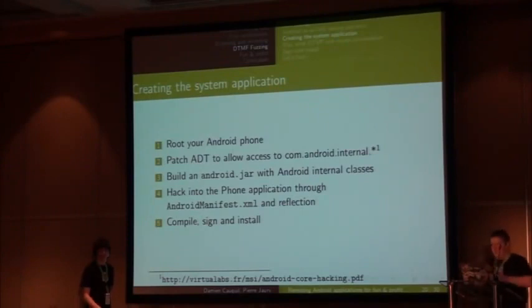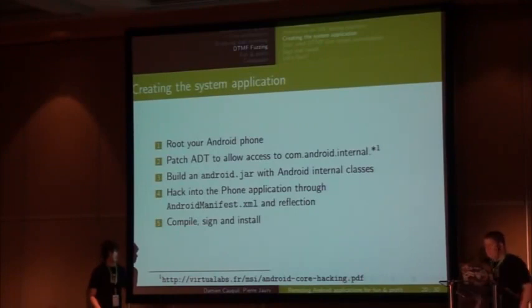So the goal is to create a system application with access to internal classes to get access to the phone and the baseband in order to dial some numbers and send DTMF. We also need to build a specific android.jar file containing all the internal classes, because if we do not do this, the application will not be able to communicate with the internal classes. And also, you have to hack into the phone application.